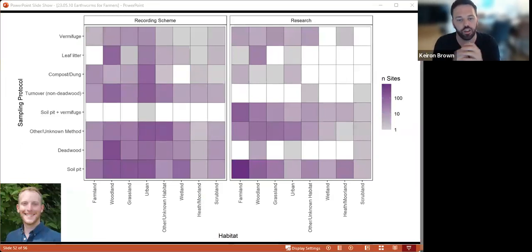So on this figure here, the deeper purple, the more well represented that is within the data set. So we can see here that although farmland is quite well represented, there are still some things like deadwood, turning over deadwood in farmland, that we know very little about. So there's a lot of gaps in our knowledge, particularly outside of agriculture.